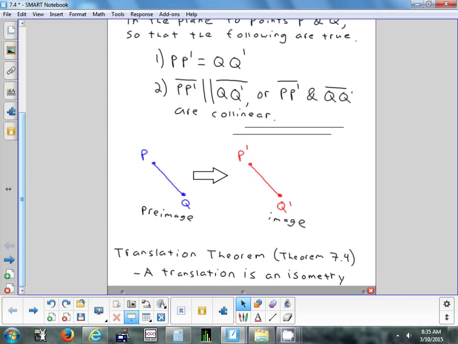Okay, and like our other transformations, a translation is an isometry. Meaning once you perform it, it doesn't change the length, doesn't change areas, doesn't change perimeters. It's an isometry. Okay, any questions on these 2 statements? Because we're going to do a proof today. Okay, and we'll have to keep kind of these ideas in mind.